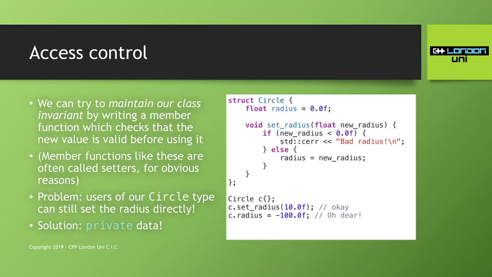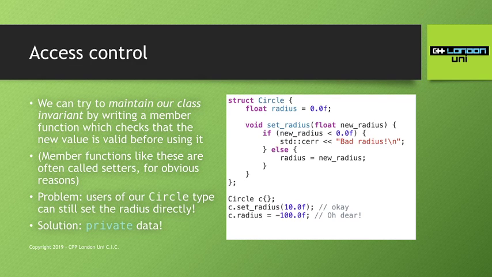Unfortunately, there is absolutely nothing to stop a malicious, or more likely just careless programmer, from setting .radius directly, accessing it like this, and setting it to whatever it likes, like -100. So yes, we have our new setRadius function, but it's only any good if people actually use it. How can we force people to use it?